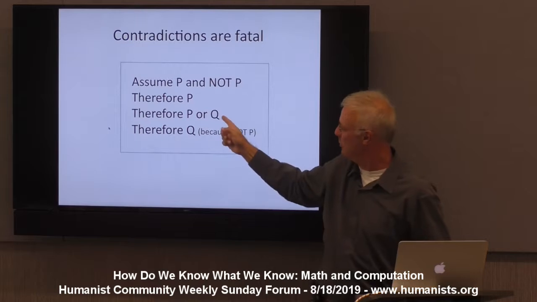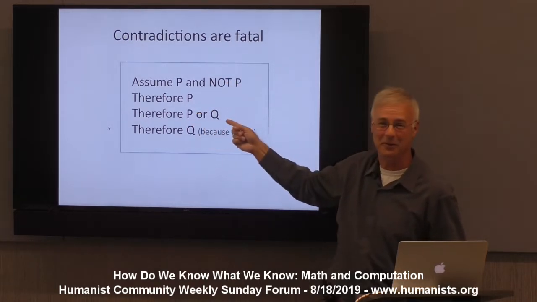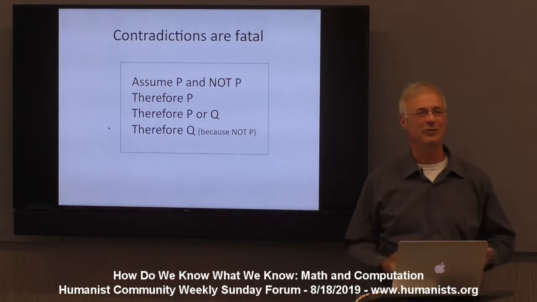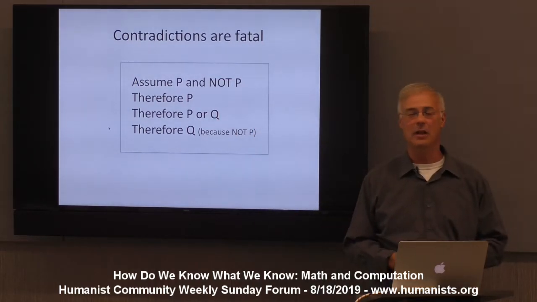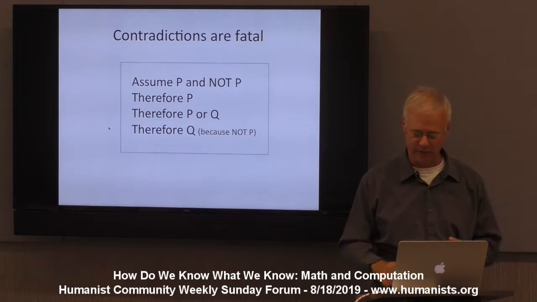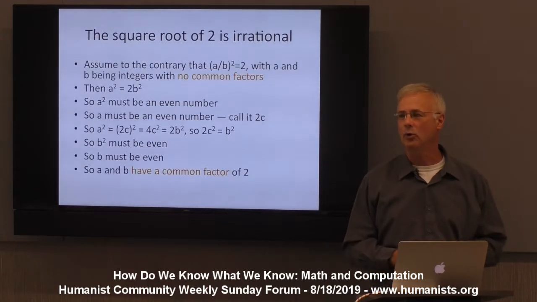So P or Q, one of these must be true. Not P, so it must be Q. And Q can be anything. So if we get to a contradiction, then everything is true, and we cannot rule out anything logically, and so that's why contradictions are fatal. I'm going to show you an example of how to apply this.